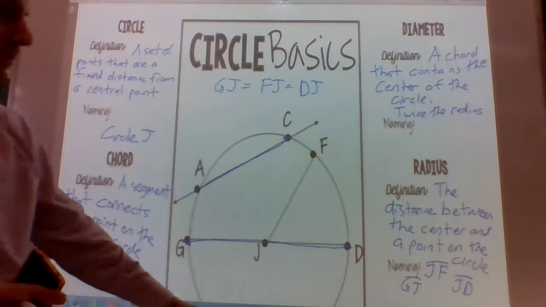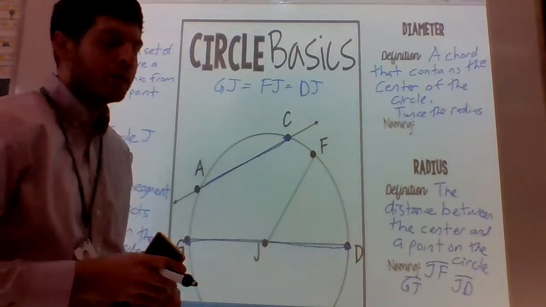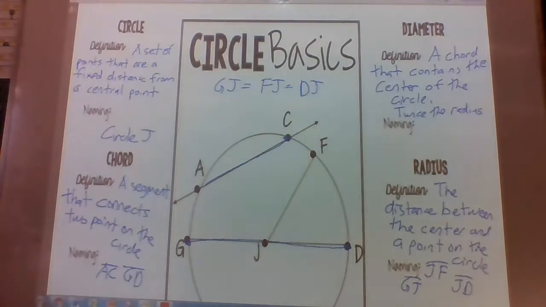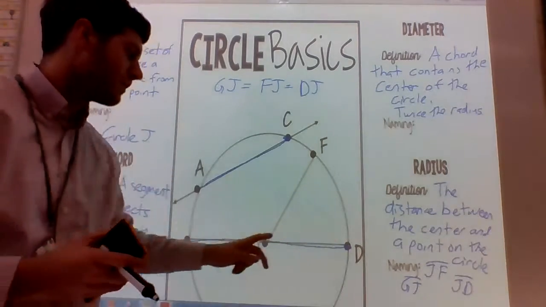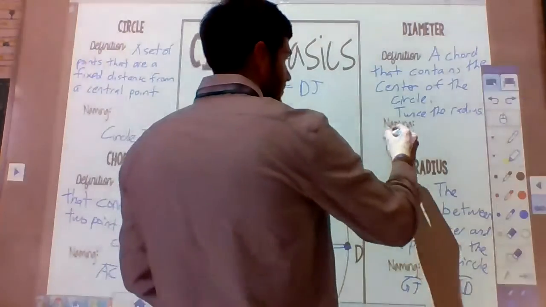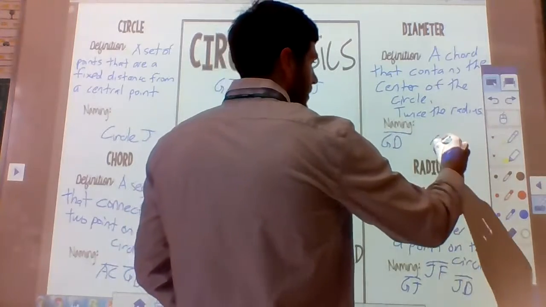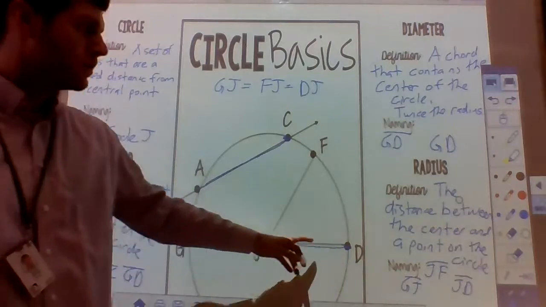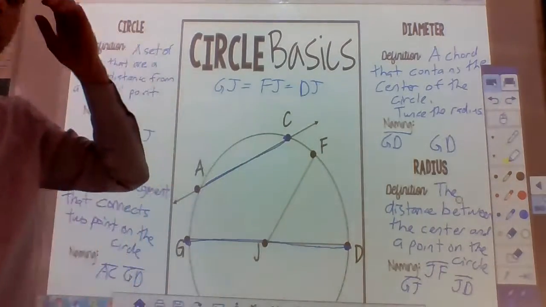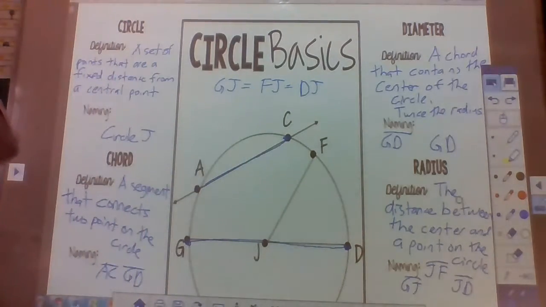There's an infinite amount of diameters that we could draw on here. They're all going to have the same value though. The segment that represents the diameter is GD, and GD is going to represent the distance from G to D, the length of our diameter.